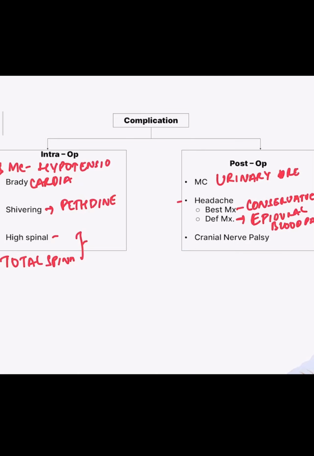Next post-op complication is cranial nerve palsy can also happen. Cranial nerve palsy happens with headache. Due to loss of CSF, there will be herniation of meninges, which will put pressure on the sixth cranial nerve, and patient will have palsy of the sixth nerve. So that's regarding the post-operative complications of spinal anesthesia.